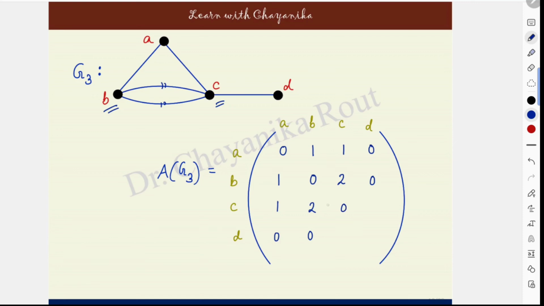Between C and C, no edge. Between C and D, 1 edge. Immediately, I fill up my third column as soon as I get my third row, 1, 2, 0, 1, so the column is 1, 2, 0, 1. Between D and D, no edge. This is the adjacency matrix, which is a 4 cross 4 square matrix because my order of the graph is 4.